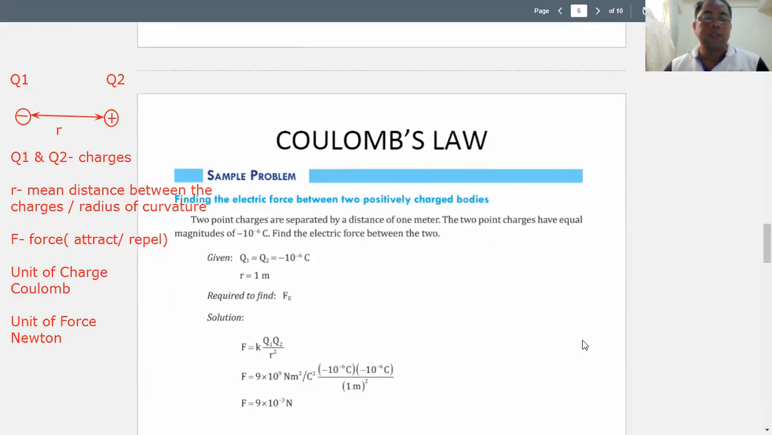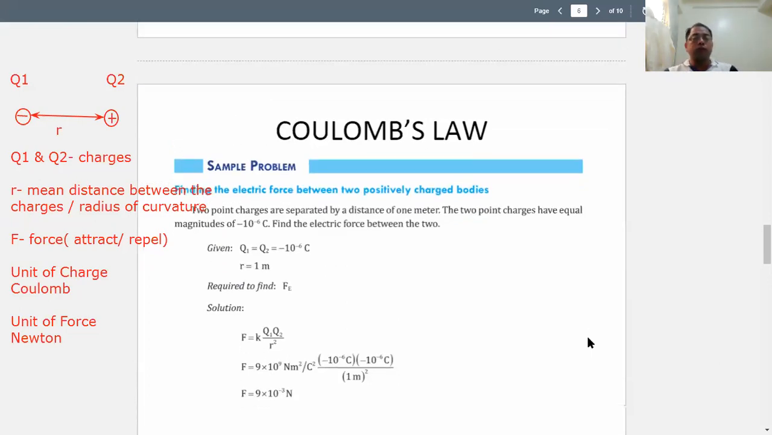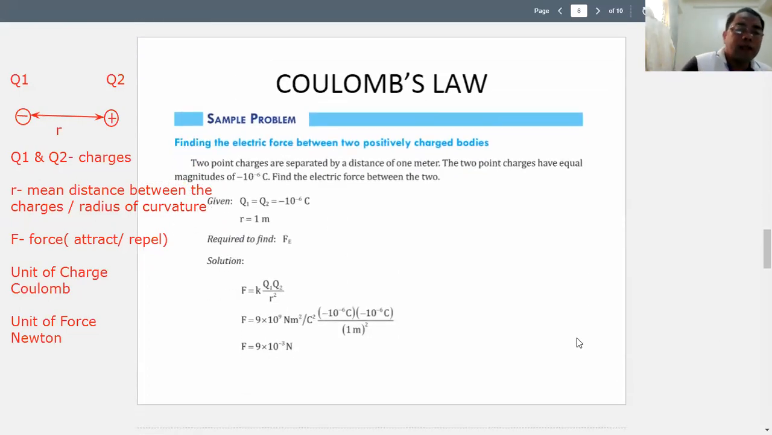Now here's an example of our Coulomb's law, finding the value of the electric force. So if we call the electric force F sub E, then the force between two positively charged bodies is equivalent to this much of F sub E. Now, again, K being 9 times 10 to the positive 9.